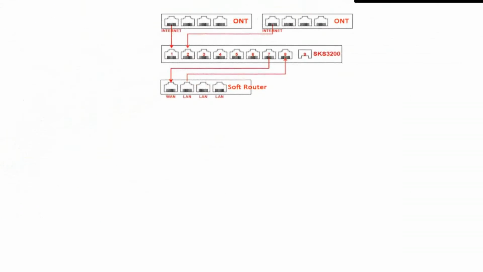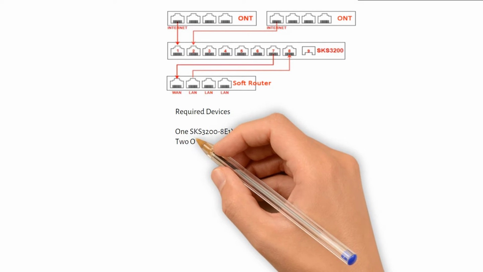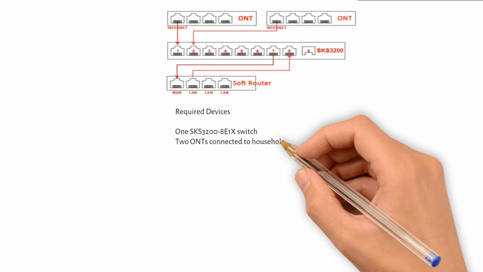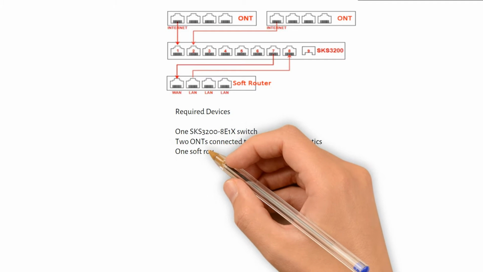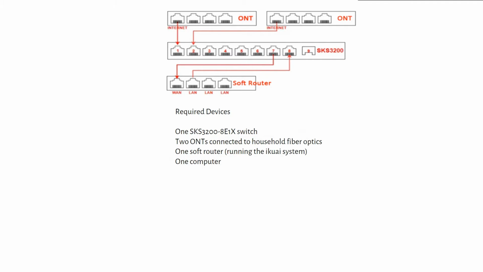The required equipment for this setup includes one SKS 3200-8E1X switch, two ONTs connected to household fiber optics, one soft router running the IQI system, and one computer.